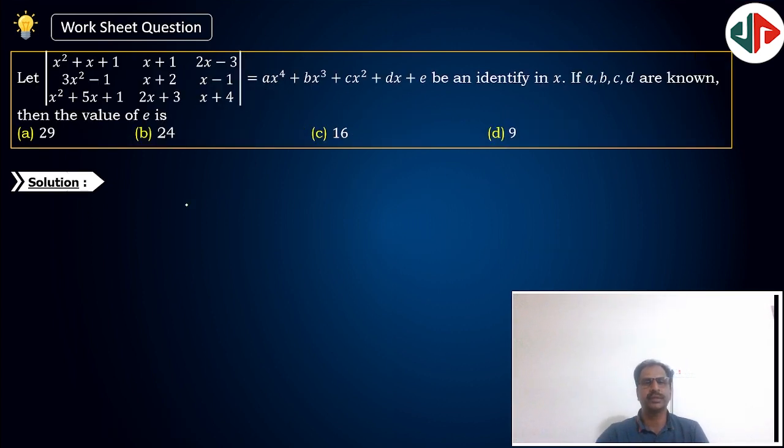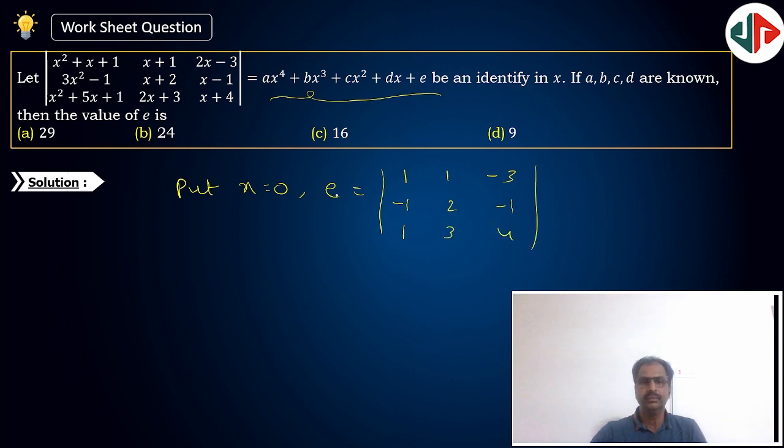Next, a determinant is given as ax power 4 plus bx cube and so on up to e. If a, b, c, d are known, then how to find e? To find e, which is a constant, put x is equal to 0. Because by putting x is equal to 0, the right hand side becomes e, and the left hand side becomes the determinant 1, 1, minus 3; minus 1, 2, minus 1; 1, 3, 4. Remember, always to find a constant, you have to put x equal to 0.